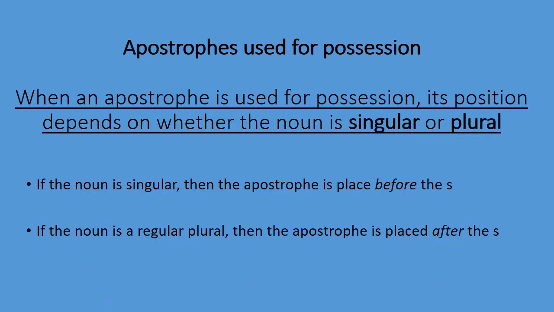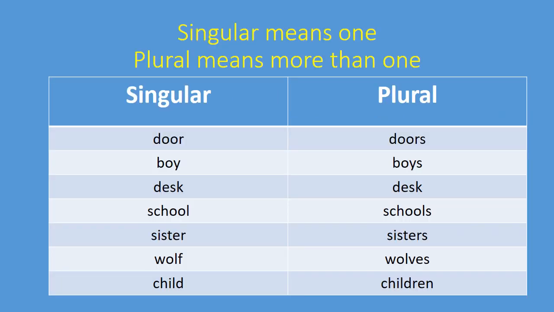When an apostrophe is used for possession, its position depends on whether the noun is singular, meaning there's only one, or plural, meaning more than one. If the noun is singular, then the apostrophe is placed before the S. But if the noun is a regular plural, then the apostrophe is placed after the S. Singular means one, and plural means more than one.